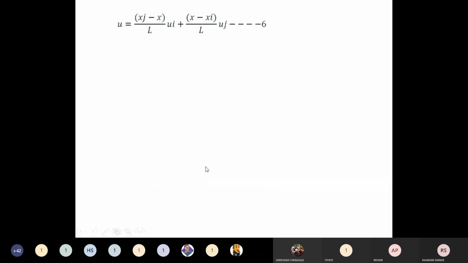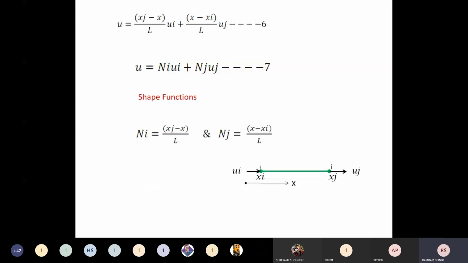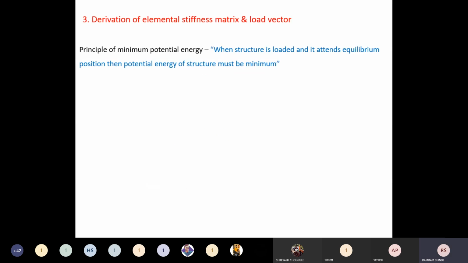Next is, after calculation of the shape functions, you have to go for the third step, that is derivation of the elemental stiffness matrix and load vectors. Now see here, for deriving the elemental stiffness matrix and load vectors, we need some concepts from engineering and mathematics. For structural problems, generally we derive the elemental stiffness matrix from the principle of minimum potential energy.